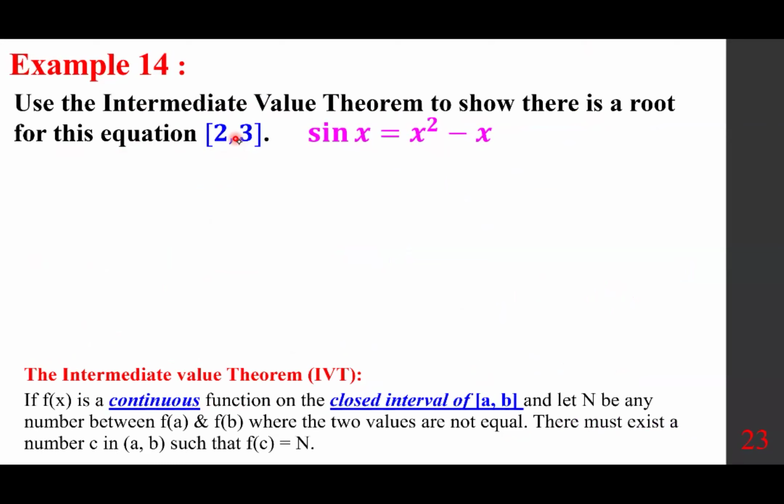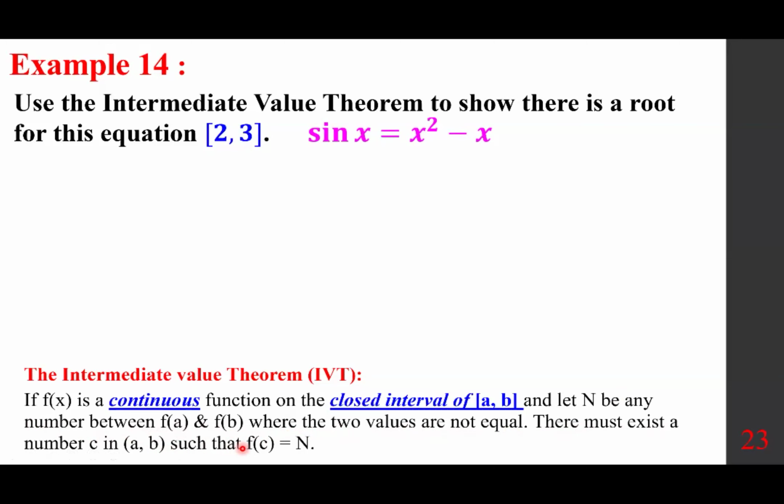Okay, so we can bring it to one side and call it f of x. I'll explain why this is continuous. And then let N be any number between f of a and f of b, where the two values are not equal. There must exist a number c in [a, b] such that f of c equals N.